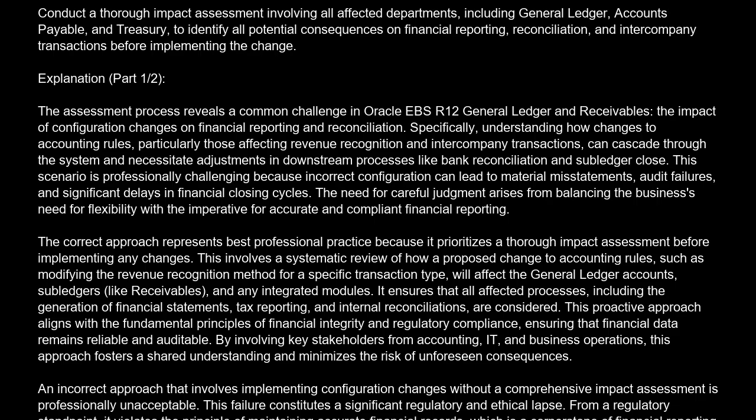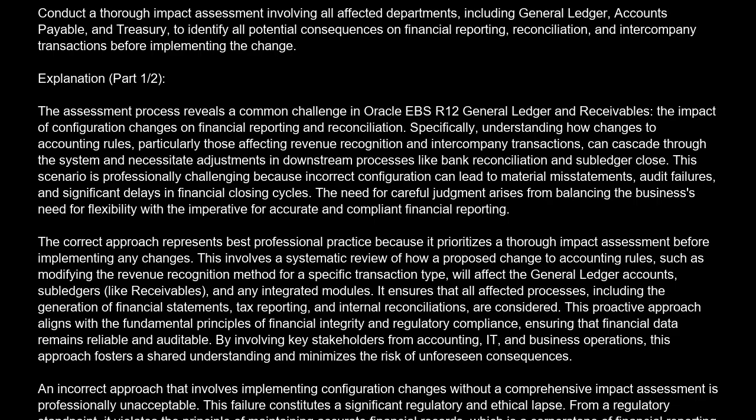Explanation. The assessment process reveals a common challenge in Oracle EBS R12, General Ledger, and Receivables: the impact of configuration changes on financial reporting and reconciliation. Specifically, understanding how changes to accounting rules, particularly those affecting revenue recognition and intercompany transactions, can cascade through the system and necessitate adjustments in downstream processes like bank reconciliation and subledger close.